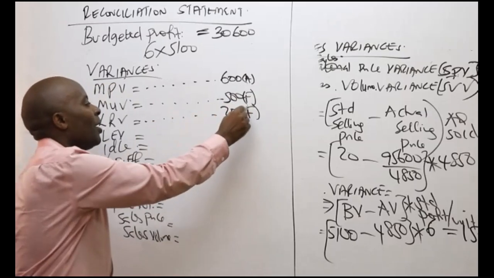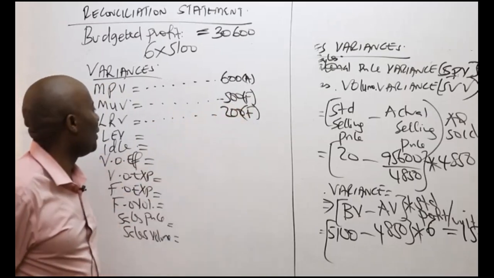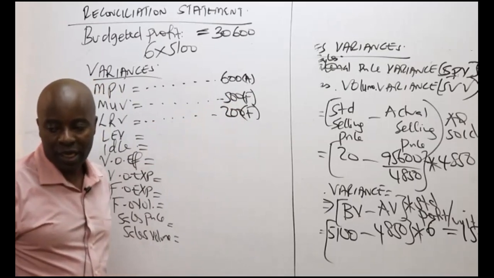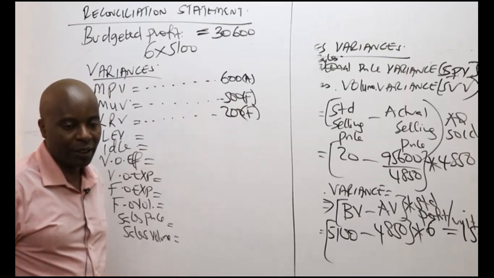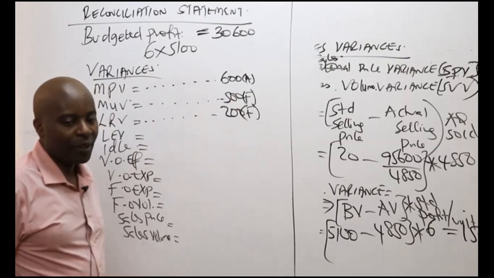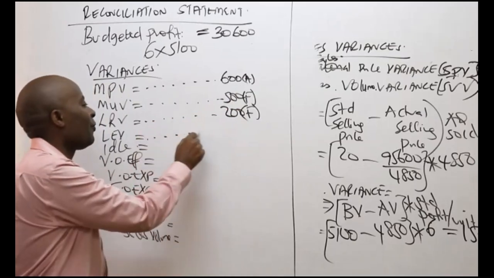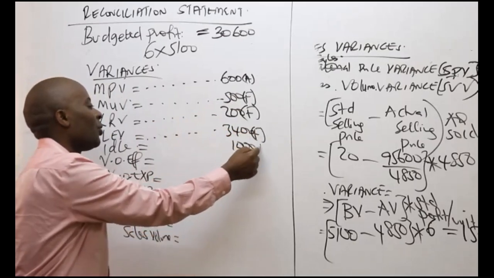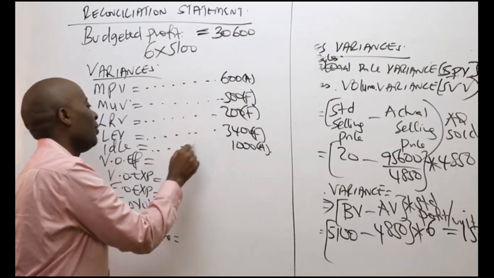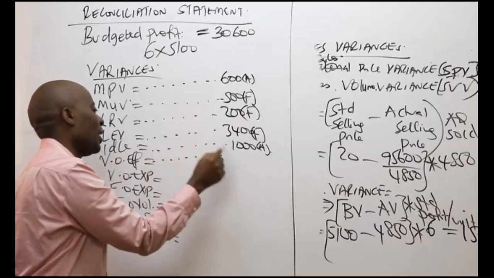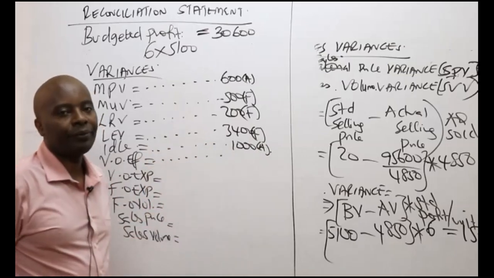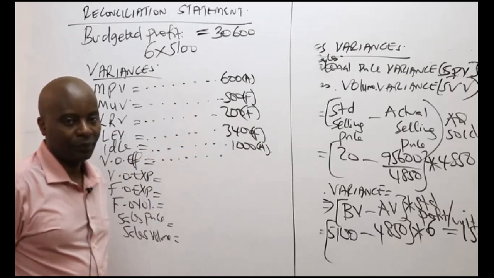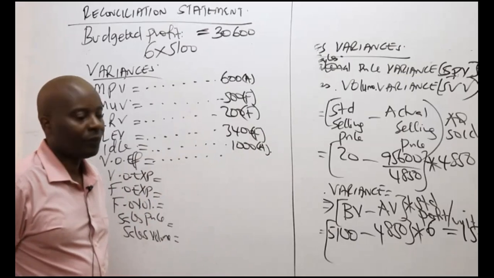200F. How about LEV? Labor efficiency variance. What do we have there? Labor efficiency variance. 3,400F. 3,400F. How about idle time? I know it's 1,000 adverse. 1,000 adverse. How about variable overhead efficiency? 510F.